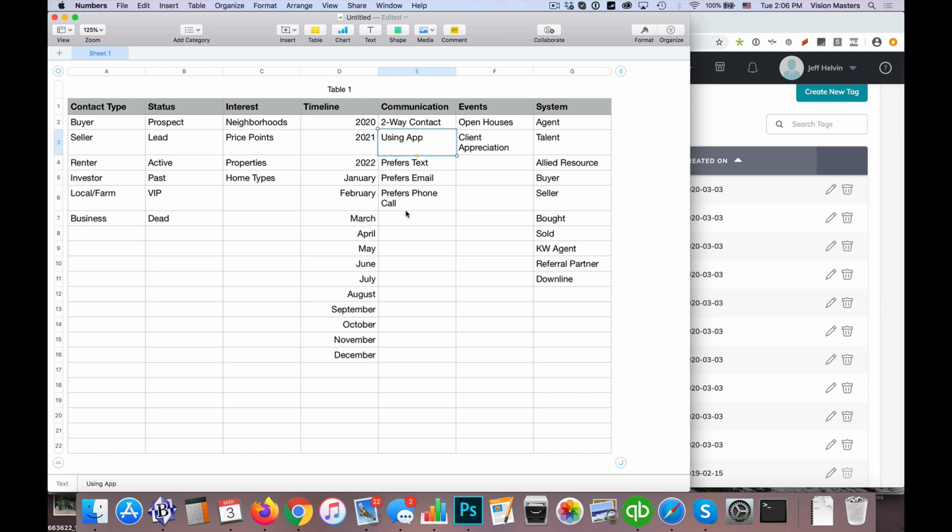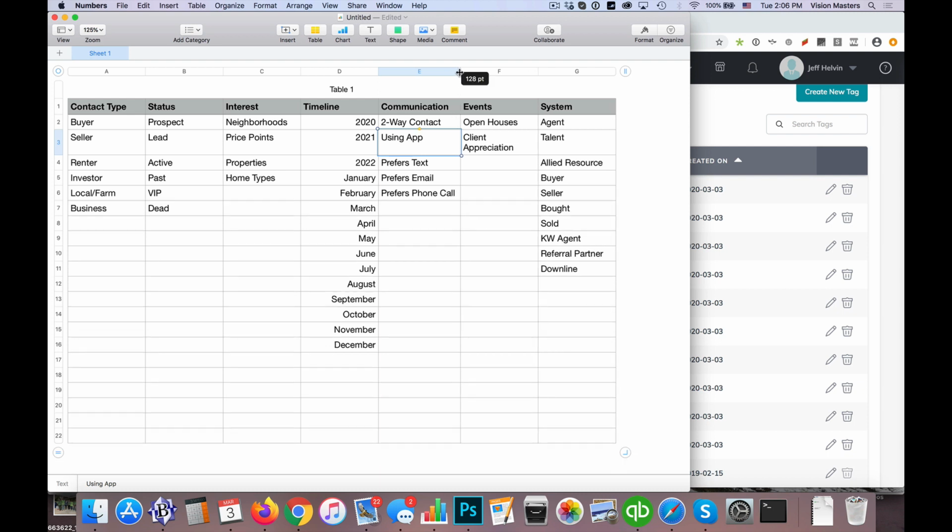We could actually get a lot more specific and have more specific interaction with them, which is ultimately the goal, to communicate with them about what they want, how they want us to communicate it. Next, we might have events. So like open houses, client appreciation. These would be things, again, think invites, right?